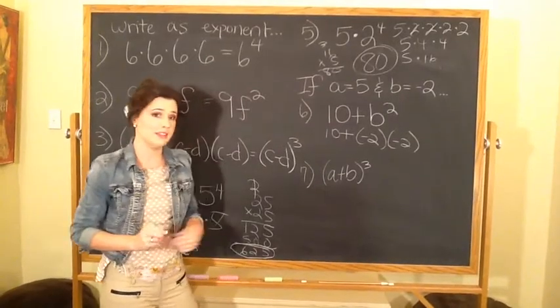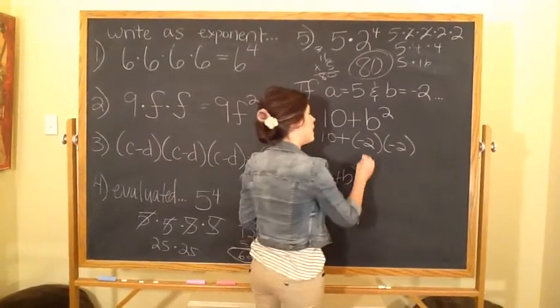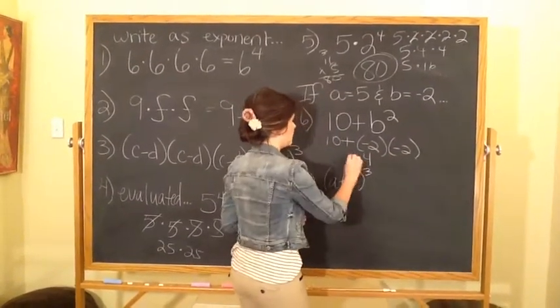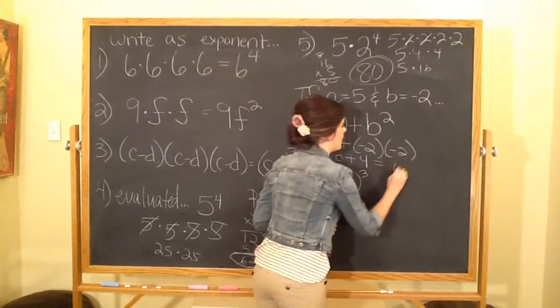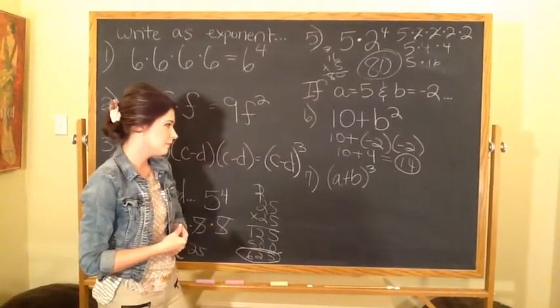So now we can go ahead and solve. Negative 2 times negative 2 is going to give you a positive 4, because a negative times a negative gives you positive. And then we're going to add 10 to that, and we're going to go ahead and get 14. So that's going to be our final answer.